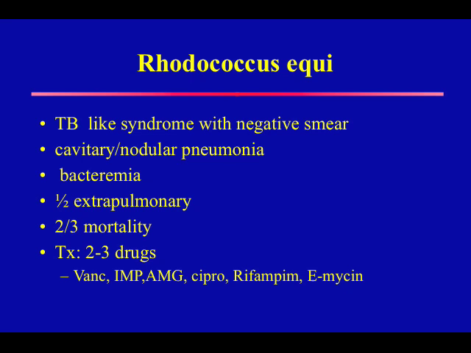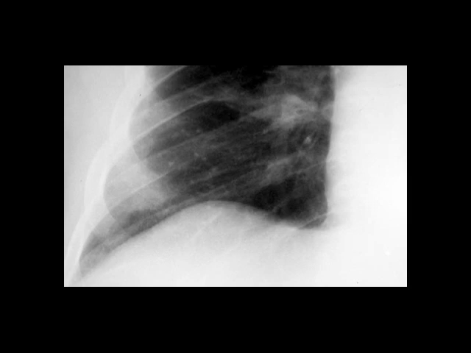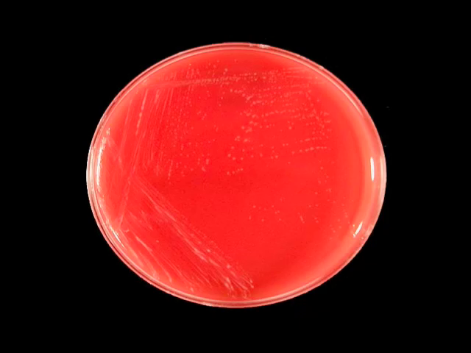It has a two-thirds mortality, and you have to use at least 2 to 3 drugs to treat it. Anything from vancomycin, imipenem, aminoglycoside, cipro, rifampin, or erythromycin. And based on the sensitivities, try to combine at least 2 or 3 drugs together. Appearance again on imaging studies would be very difficult, and it's again going to be based on a patient's CD4 count, if they are able to mount enough of an immune response to cause an infiltrate. That's how it looks on a plate.